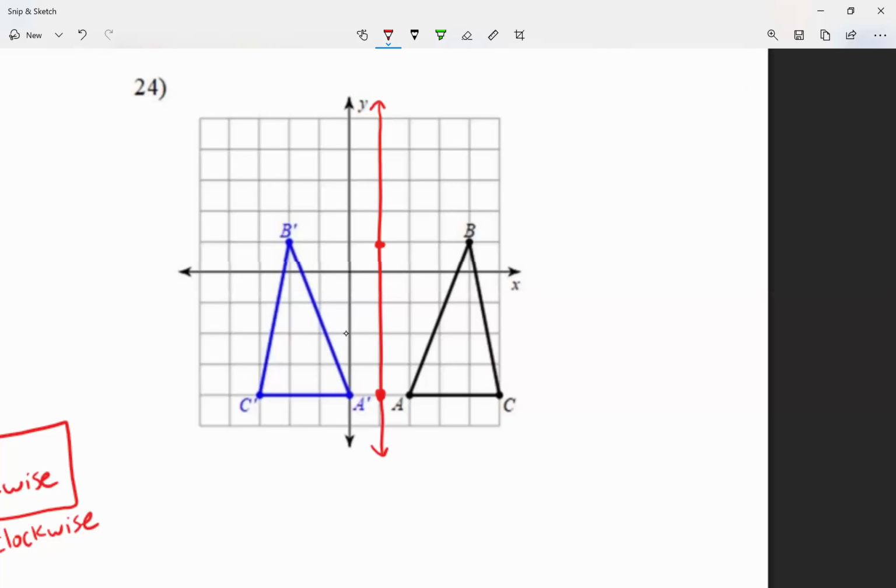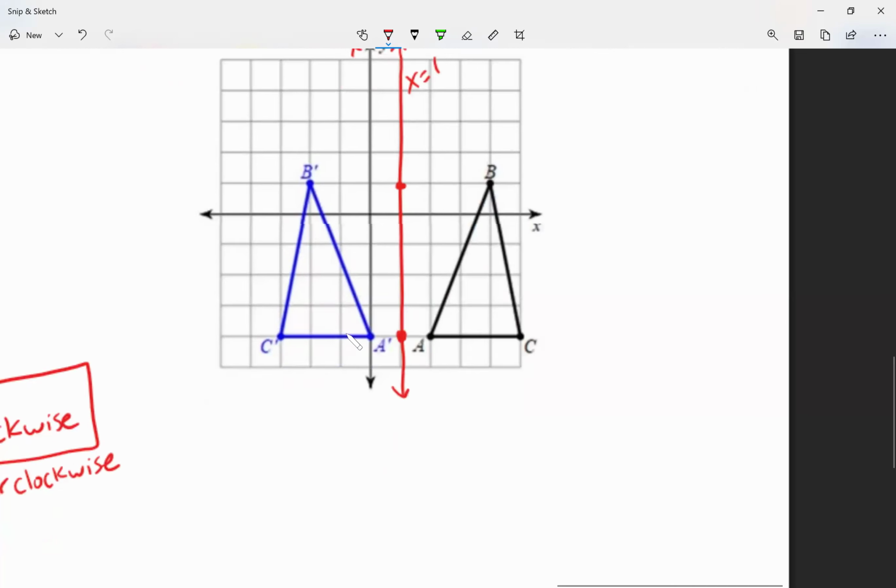So that's the mirror line. So it is going to be reflection. But the y-axis, I see the y-axis. Another name that the y-axis has is the line x equals 0. Now, this mirror line, I'm going to call it x equals 1 because it's to the right of the y-axis. If it was to the left, I would have called it minus 1.